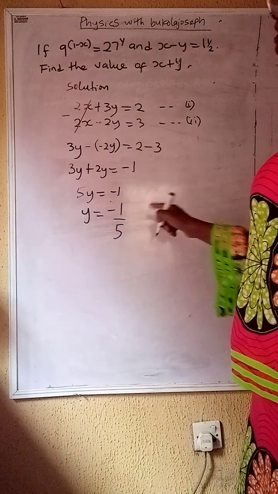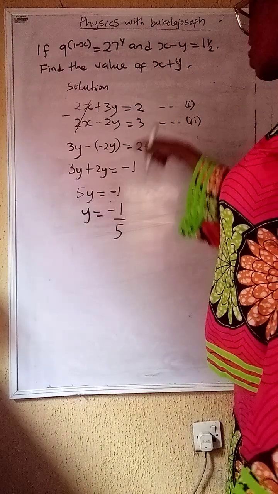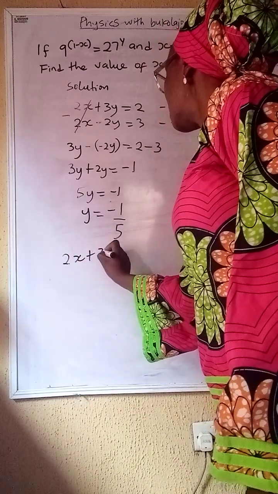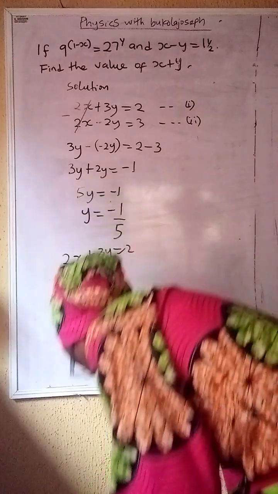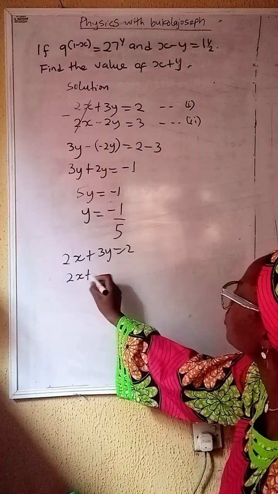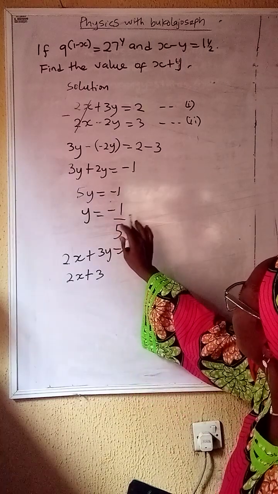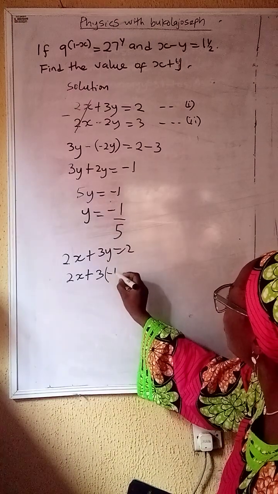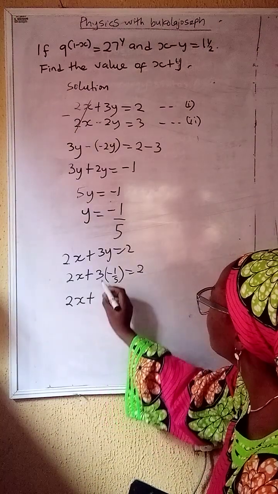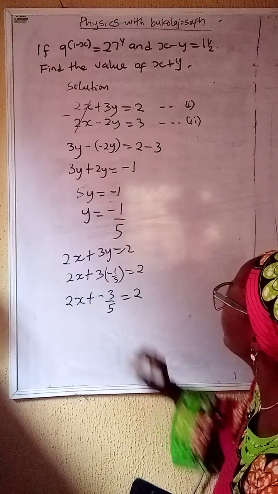So to find x, we are going to be substituting y in any of the equations, either equation 1 or equation 2. So if we substitute this in equation 1, we have 2x plus 3y is equal to 2, right? So if we substitute this here, we have 2x plus 3, remember it's a minus, so we have minus 1 over 5 is equal to 2. So we have 2x plus 3 times this, we have minus 3 all over 5 is equal to 2. We're trying to find x.